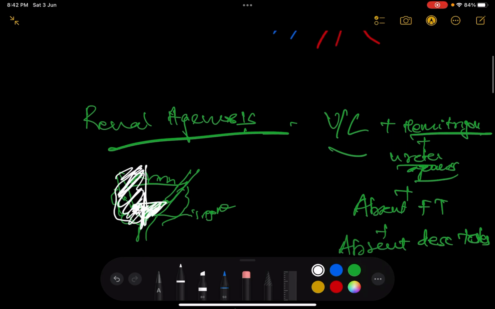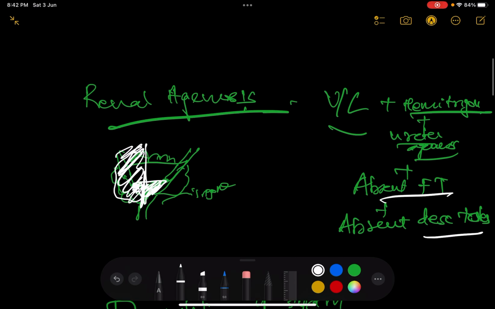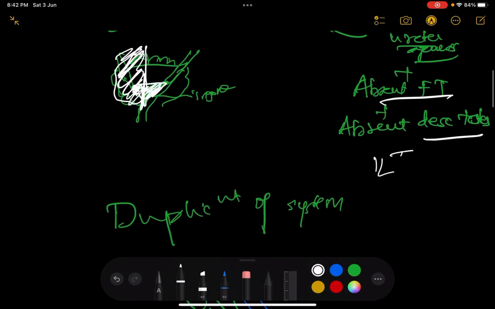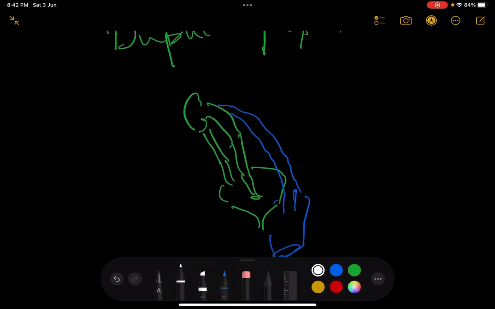Males can have undescended testes, and obviously females would have loss of the fallopian tube. Also, in some patients, an ipsilateral adrenal is also absent. So then, if we are speaking about renal agenesis, we should also talk about duplication of the system. What actually occurs in the duplication of the system is that there is only one functional kidney. There could be two ureters, and there are two entire systems that are present.